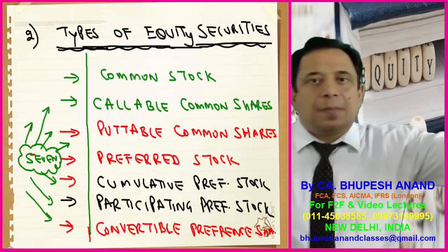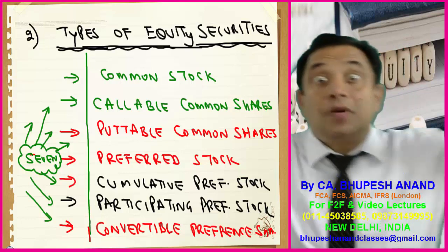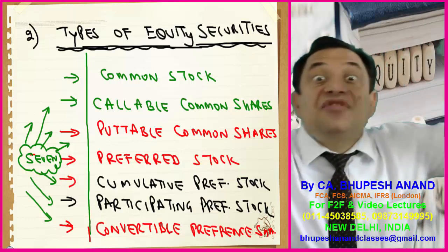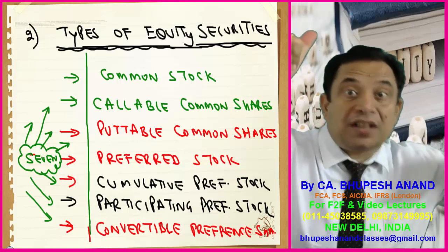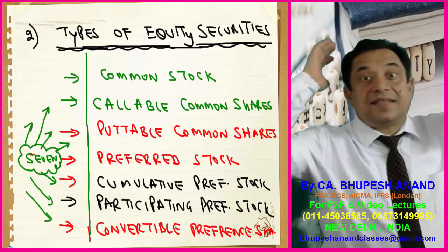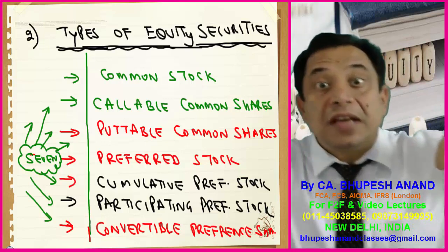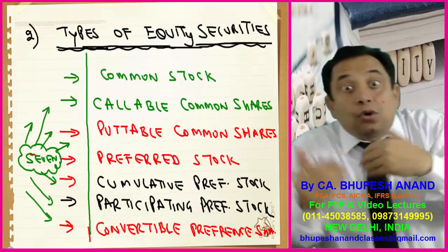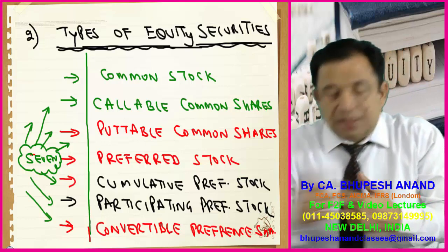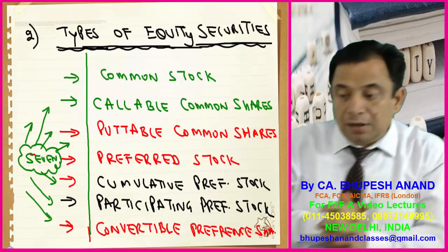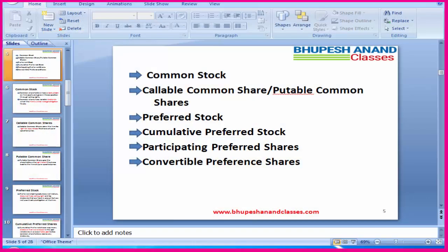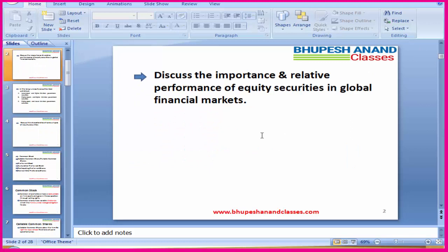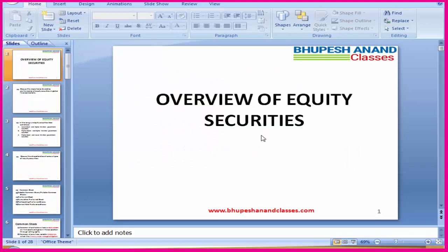Now this learning outcome A is: what are the different types of equity securities and what are the classifications of these securities. There are 7 types of equity securities which we are going to discuss. The list is like this: common stock, callable common shares. No doubt I have prepared a PPT for that also, but please write down, because if you write down, you will get a better idea.